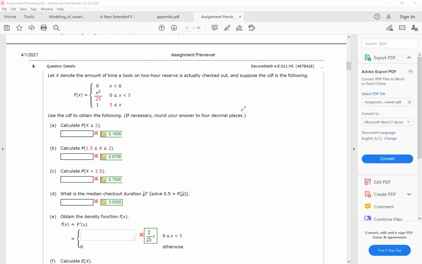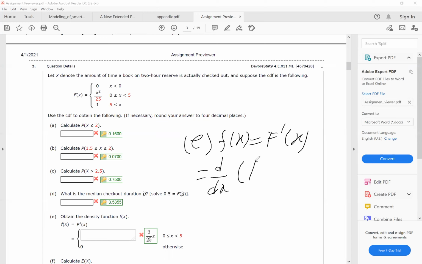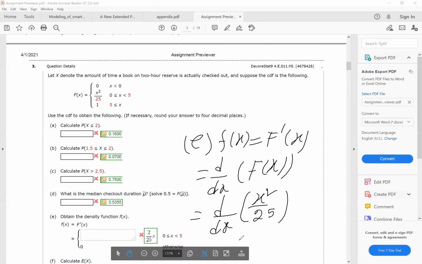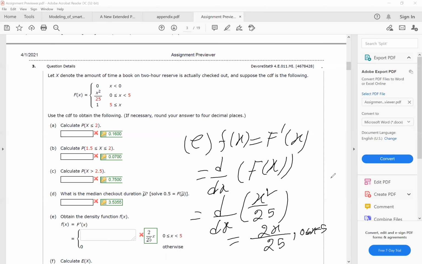So in part E, we have to find the density function f of x, which is equal to F prime of x. So F prime of x means d/dx of F of x. So it will be d/dx of x squared over 25. So it will be 2x over 25, and x is from 0 to 5. You also have to mention the range of x, because for other values of x, f of x is 0. Now you can see here that f of x is 2 over 25 x, and otherwise it will be 0.